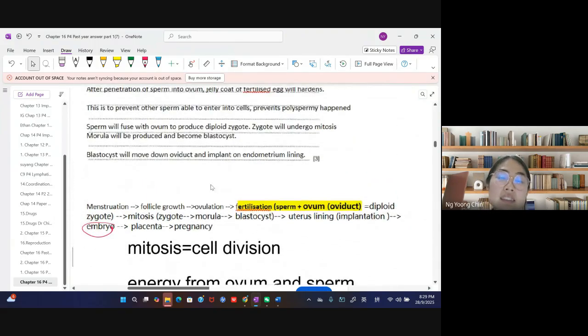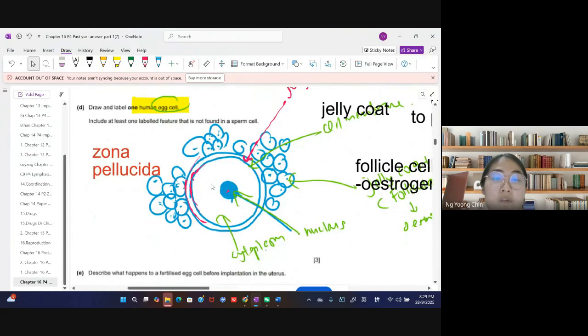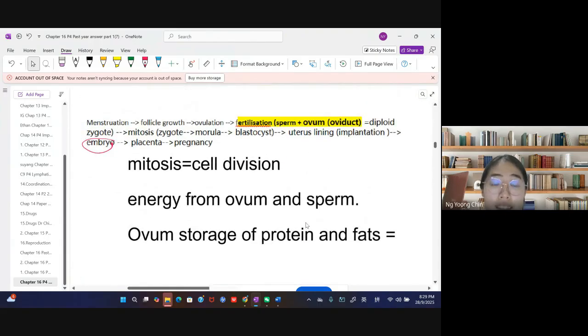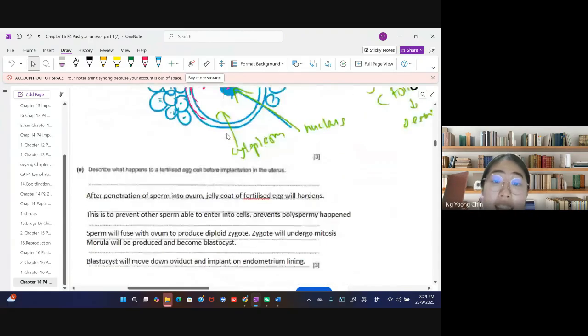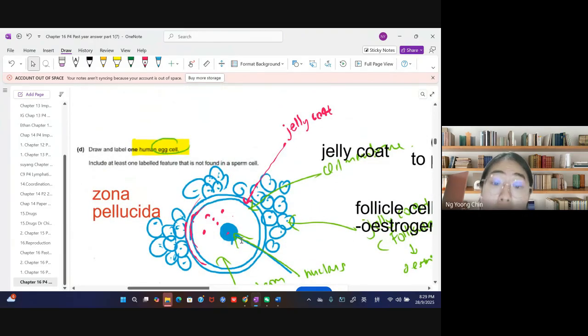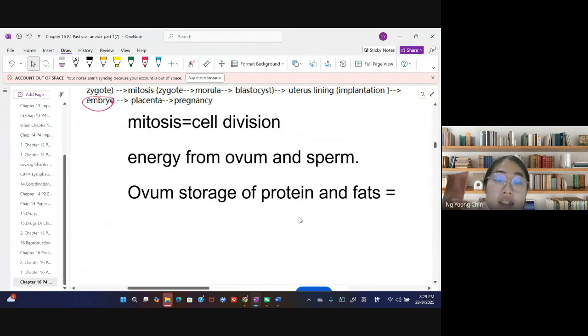Okay, and then another thing is, for this ovum cell, this egg cell, inside it actually has something like lipid droplets. Why? It's because the lipid droplets can store energy. The ovum can store protein and fat, so they can act like an energy source to supply the mitosis later. It's because mitosis is a process that requires energy input. So inside the cytoplasm of the ovum, they do store lipids or proteins or fats, yeah.